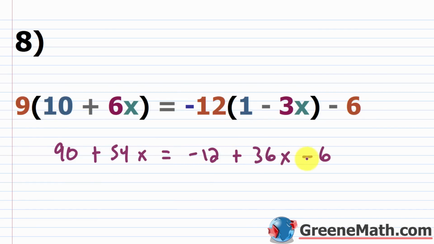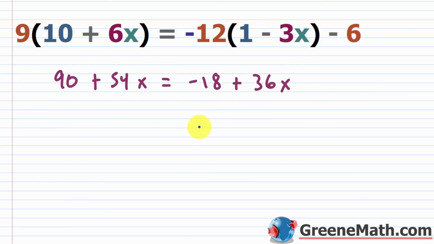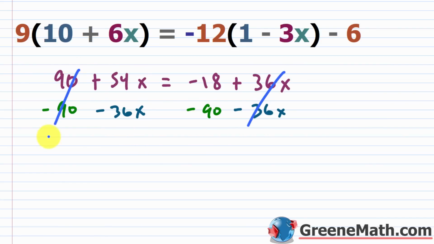So negative 12 minus 6 would be negative 18. So let's just go ahead and erase that and put negative 18 here. And again, the left and the right side, that's as simple as I can make it. And so let's go ahead and subtract 36x away from each side of the equation. And also, let's go ahead and subtract 90 away from each side of the equation. So let's cancel this guy right here. Let's cancel this guy right here.